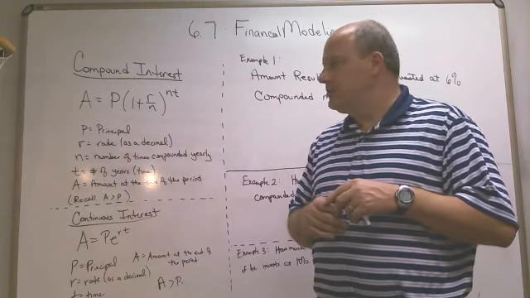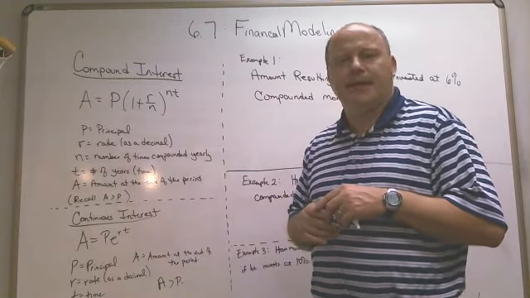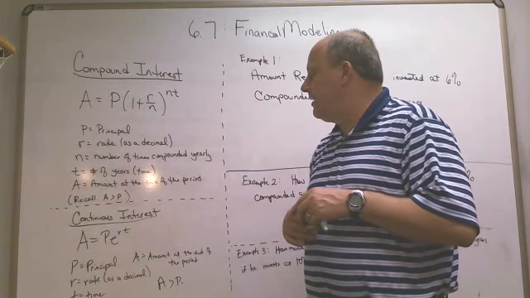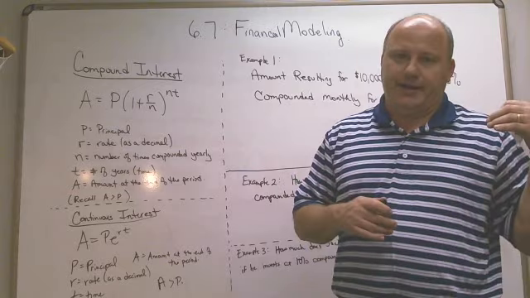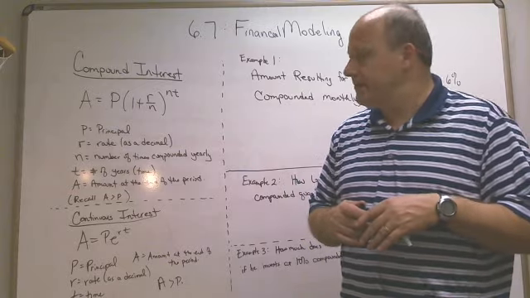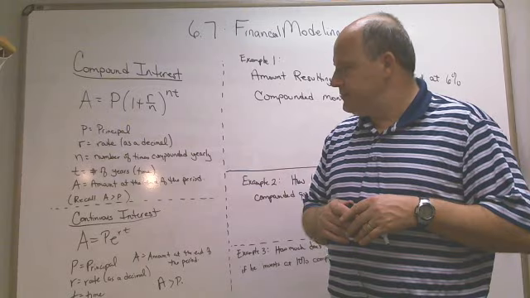T is the number of years, which is the time, and A is the amount at the end of the period. And recall that A has to be bigger than P because you want more money when you pull the money out than what you put in. Otherwise, you're losing money. It's not like the stock market.